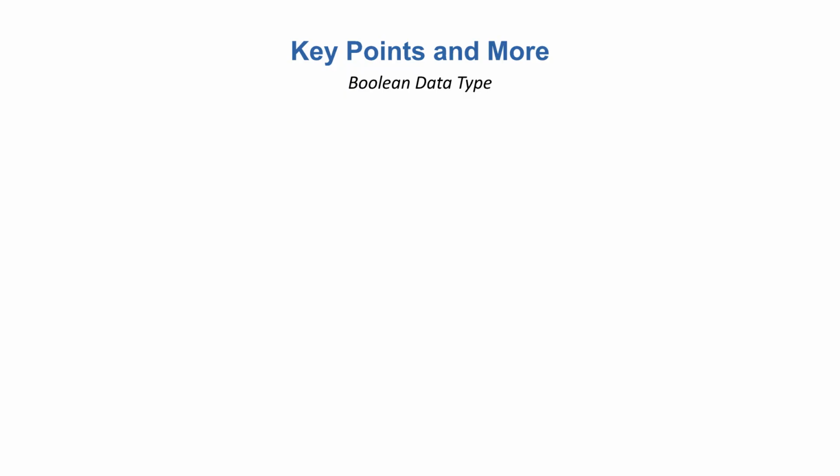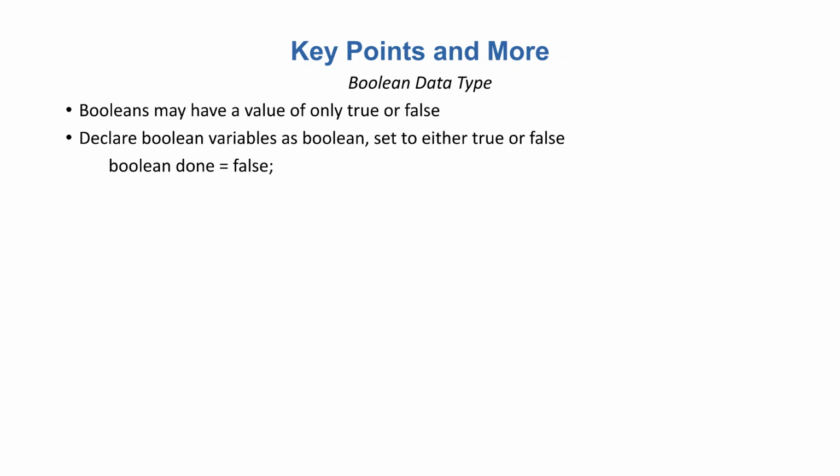Key points and more. Boolean data type. Booleans may have a value of only true or false. Declare a Boolean variable as boolean, set to either true or false. True or false used as a Boolean value is typed without quotes around it. For example, boolean done equals false. Use Booleans anywhere conditions can be used, such as in if statements and while loops.